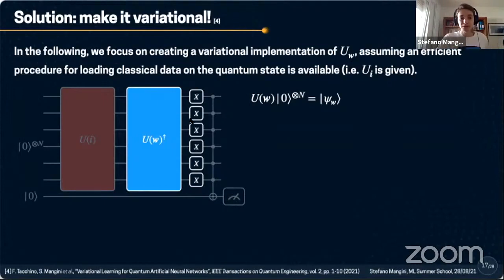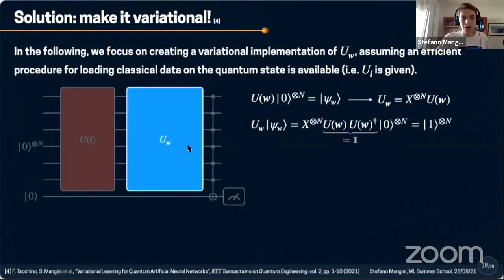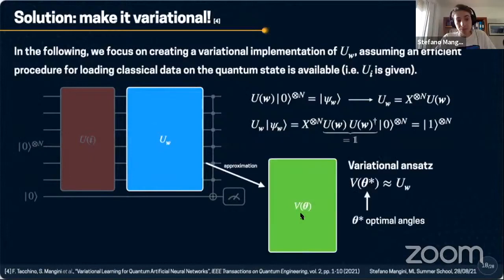You do that by using, for example, a variational approximation. In the circuit we had before, you only need to focus on the last part, this layer. So we sandwich these two together, and now we focus on approximating this GW operation. The idea is to use this green variational ansatz, which of course depends on some internal parameters theta, and to find some parameters for which the green gate will be as similar as possible to the blue one. How can we do that?